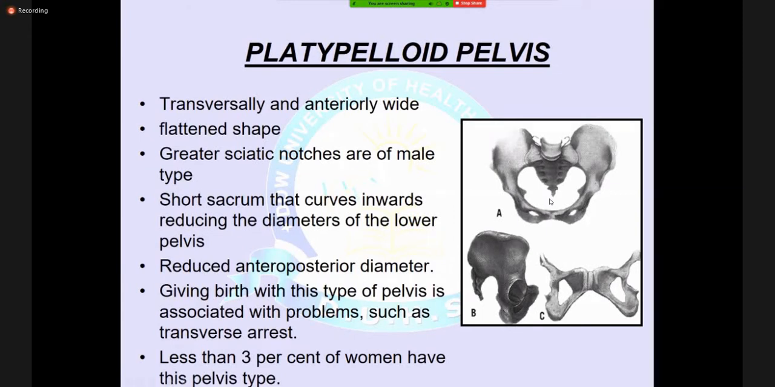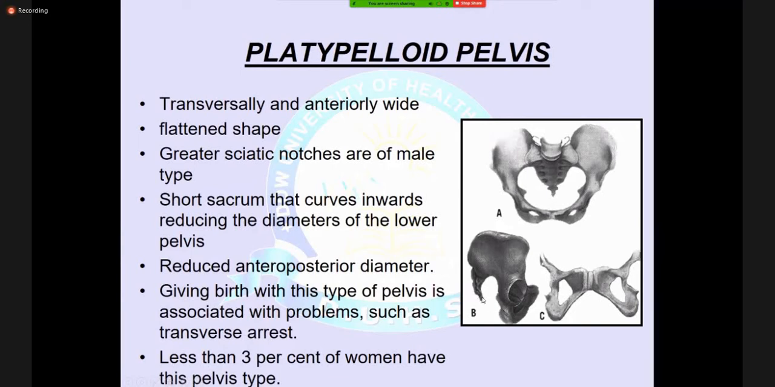Then the platypelloid pelvis, which is much wider transversely. It has more of a flattened shape. If you notice, the walls are not as deep as in the previous pelvis. It has a much wider pubic angle. The sacrum is short over here, but it curves inwards, thereby reducing the space or the diameters of the lower pelvis.